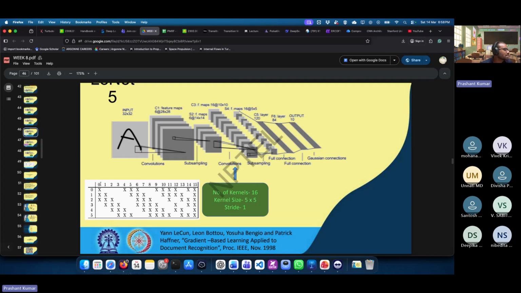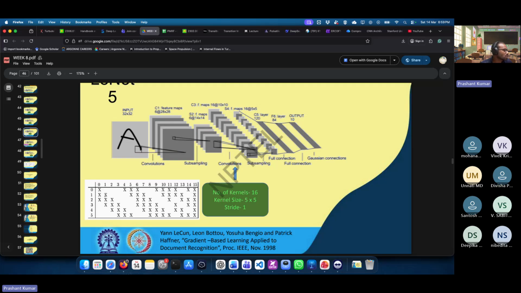So the first output is being created using the first, second, and third. Let's say the dimension is 14 cross 14. If I am doing the convolution with 5 cross 5, my dimension will become 10 cross 10. Then I will take the average of the three, or I will add three of them. And that is my first output, this one.